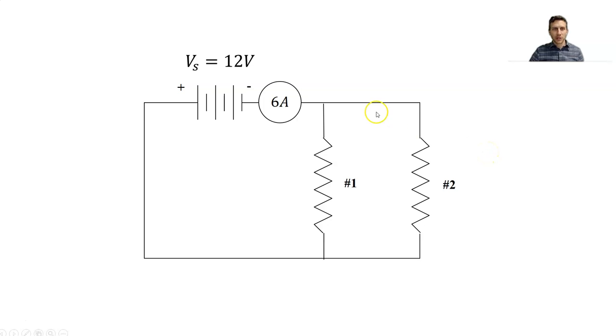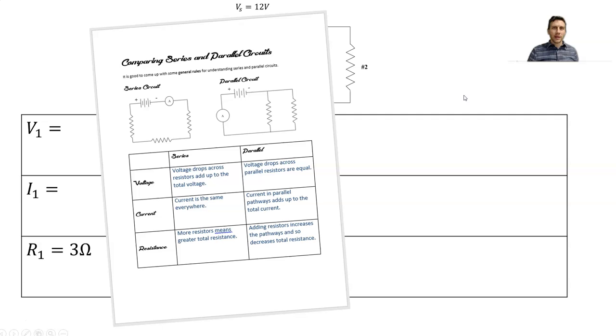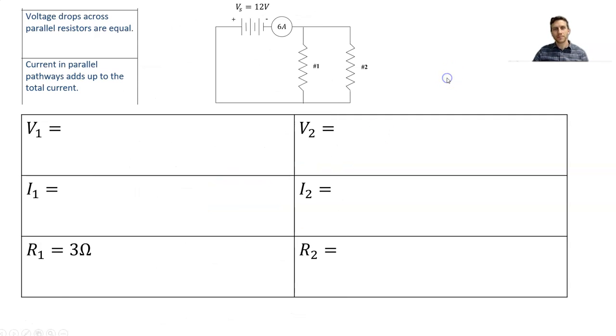And we have some information. The voltage of the battery is 12 volts, and there's 6 amps of total current. Again, when we're doing this, it's very helpful to have your notes in front of you because these rules for parallel circuits are going to be very helpful for solving this. So I'll keep them up here. And here's the information we have. R1 is 3 ohms. That is it. The only thing we're told is that this resistor is a 3 ohm resistor. And so we have to figure out the rest of this information.